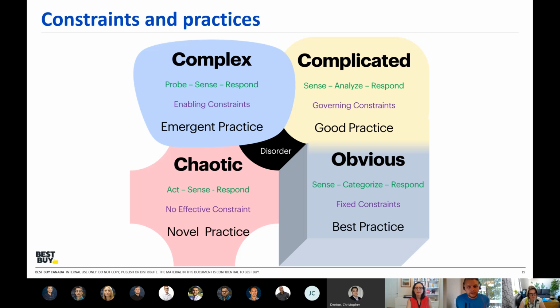So as leaders, our role within this is to set the constraints and the practices for those we're supporting. A constraint is a limitation on what somebody can do. For an enabling constraint, it's saying you can do whatever you want as long as you're in these areas. A practice is, how do you know what you should do? So constraints are limitations. Practices are how you know what you should do.